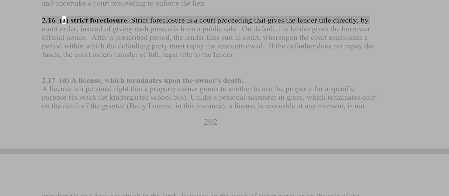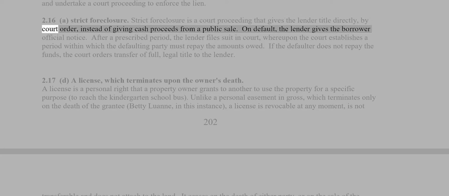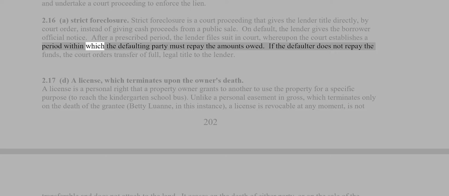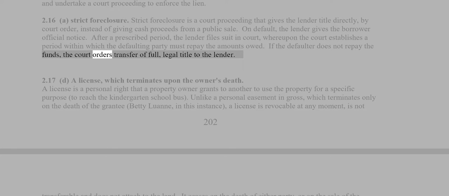2.16 A. Strict foreclosure. Strict foreclosure is a court proceeding that gives the lender title directly, by court order, instead of giving cash proceeds from a public sale. On default, the lender gives the borrower official notice. After a prescribed period, the lender files suit in court, whereupon the court establishes a period within which the defaulting party must repay the amounts owed. If the defaulter does not repay the funds, the court orders transfer of full, legal title to the lender.